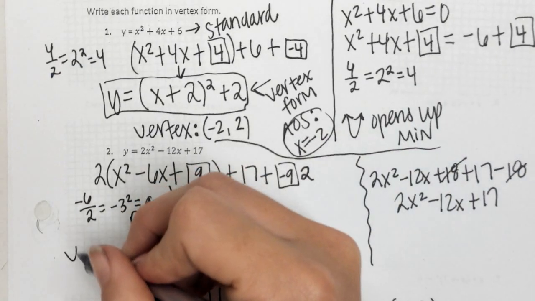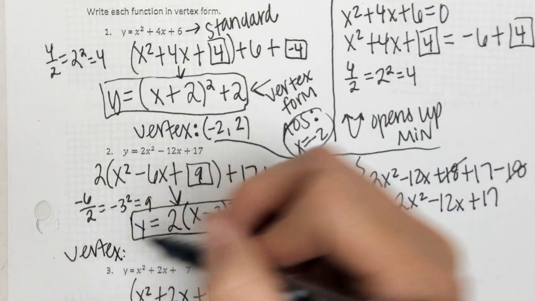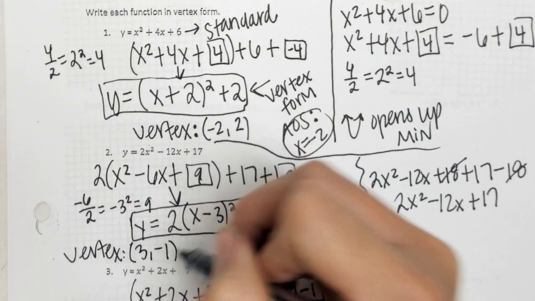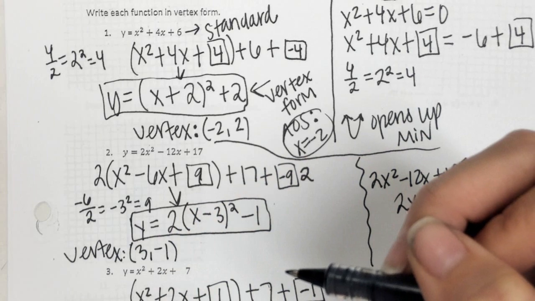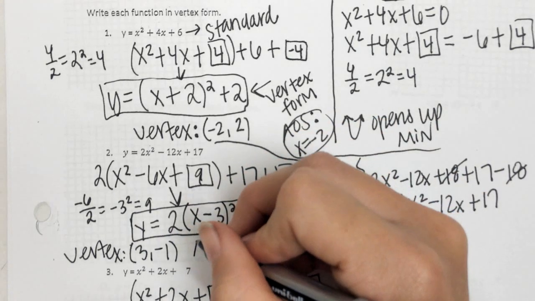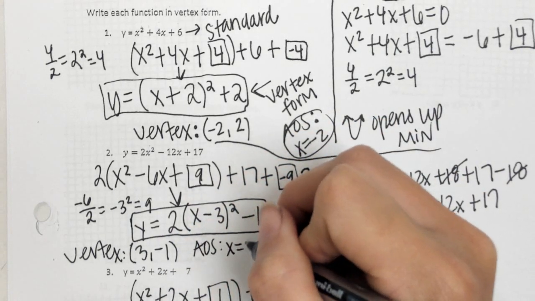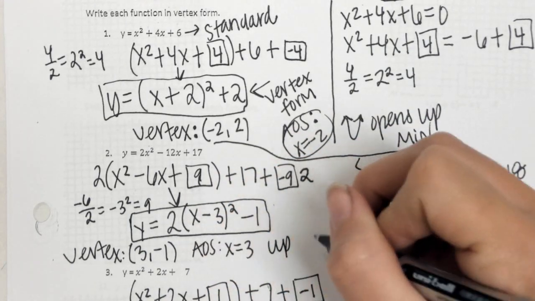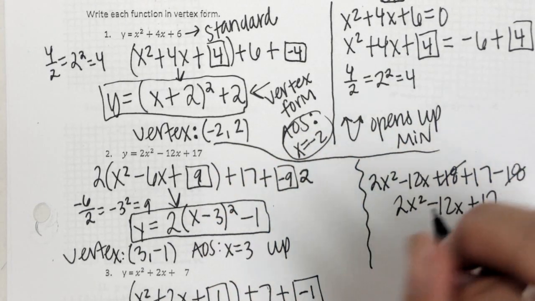Alright, now let's identify our vertex. It's going to be 3, negative 1. Alright, axis of symmetry, x equals 3. It's going to open up because this is positive, and we're done.